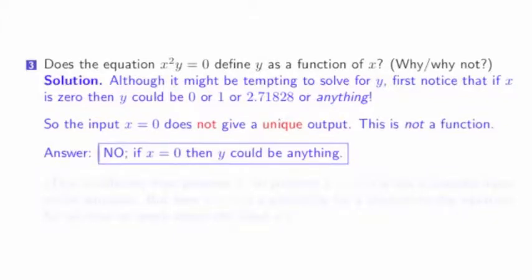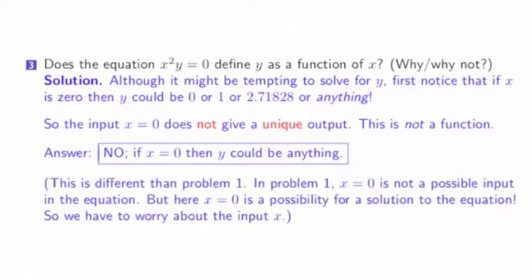No, not a function. Reasoning: if x is 0, then y could be anything. This is different from problem 1. In the first problem, we cannot even allow x to be 0 because it didn't solve the equation. But here, x equals 0 does solve the equation, but it allows infinite possibilities for the output. And all we need to rule out a function is to violate the uniqueness once.